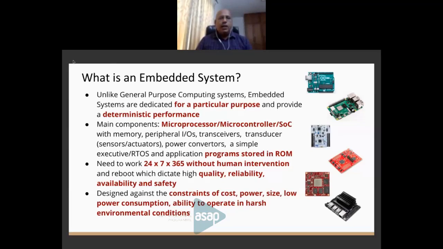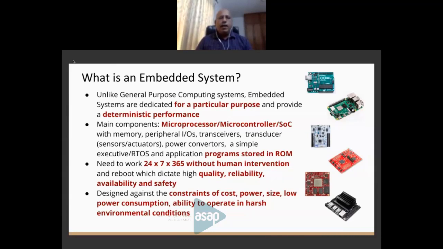But unlike general purpose computing systems, embedded systems need to work 24/7 by 365. Many of these embedded systems are kept in large towers and other places where you cannot send a human being to reset them if they hang. Suppose your PC or laptop hangs, what do you do? You just reset and it will restart. But an embedded system is not under your command. It is somewhere in remote areas and harsh environments where you will not be able to reset the microprocessor. So everything has to happen automatically. That's why it has to work 24/7 by 365.